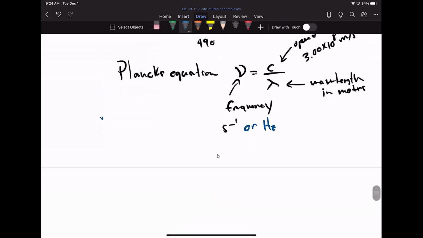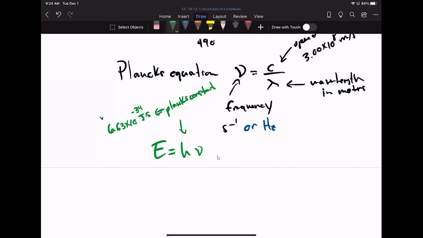So that's one formula that we do need to recall. And then we need to remember this, right? Energy is equal to Planck's constant, which is, what is it, 6.63 times 10 to the negative 34 joule seconds. I'll put an arrow there. So that's Planck's constant. And again, we already decided that this was frequency.